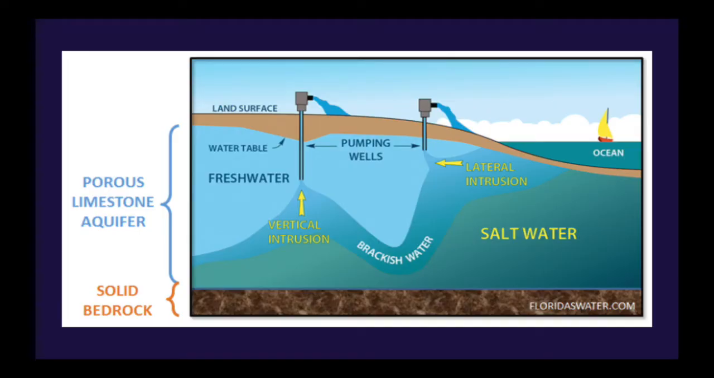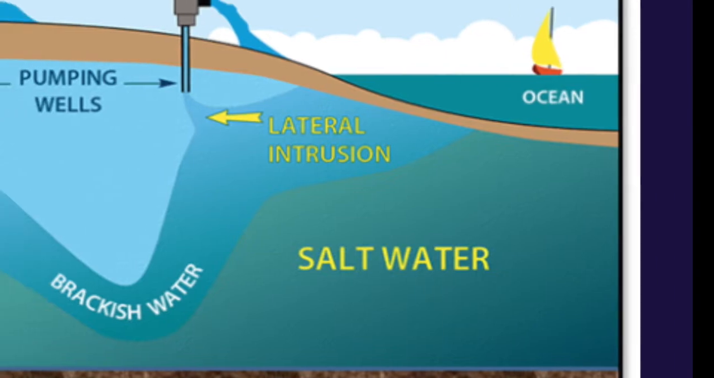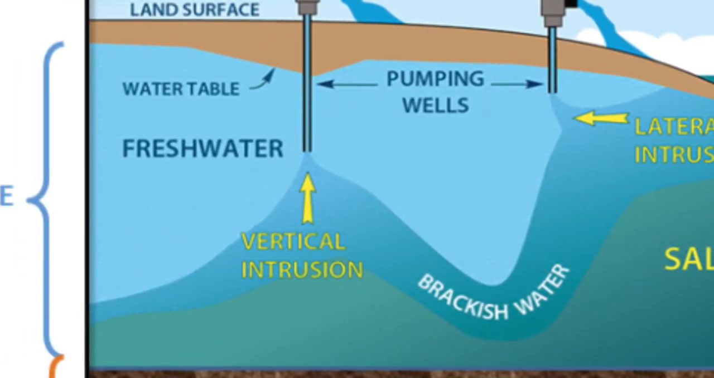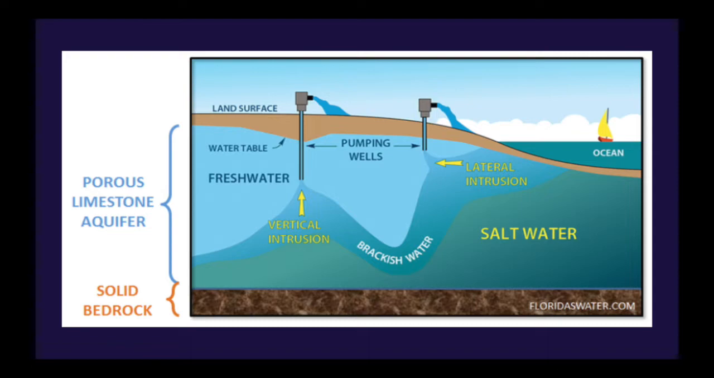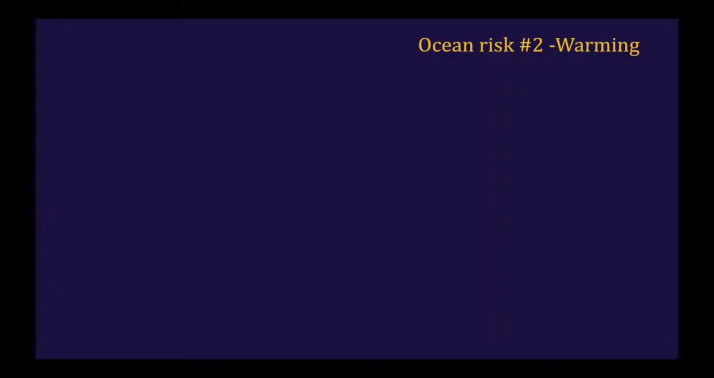Sea level rise impact goes much further inland than the water itself. The salinity affects agricultural land well inland. This will be very important in places like Bangladesh, where much of their land to grow crops is at low elevations. Ocean risk number 2, warming.